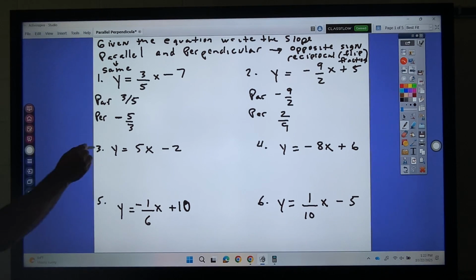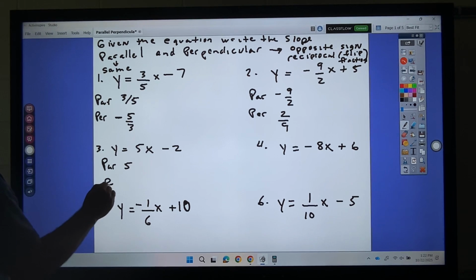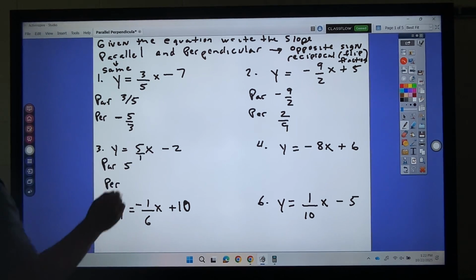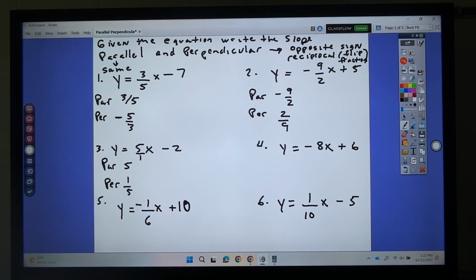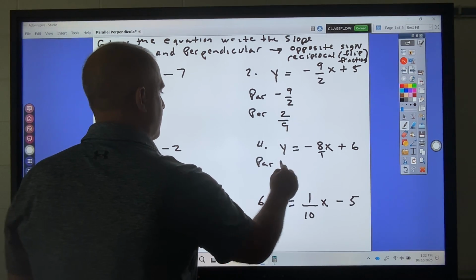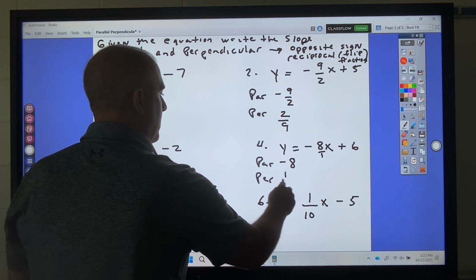Okay? For this one, my parallel slope would be 5. Now perpendicular, someone would say, Mr. Evans, I don't have a fraction here. We'll make that a 1 underneath, so when you flip it now, it's 1/5. Okay, so I'm going to do this to help me. Parallel, it's going to be -8. Perpendicular, it's now going to be positive 1/8.